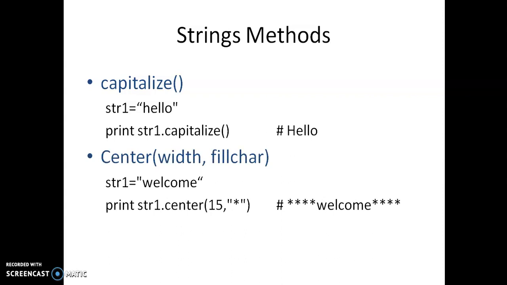Center method with the width and fill char, which gives the string centered within a total length. Say you are giving str1 is welcome and str1.center(15, '*'). That is, out of the 15 length, welcome is printed in the middle and all the remaining spaces are filled with the asterisk character. So the sample output is first 4 asterisk characters, then welcome, which is 7 letters, and then another 4 asterisks.